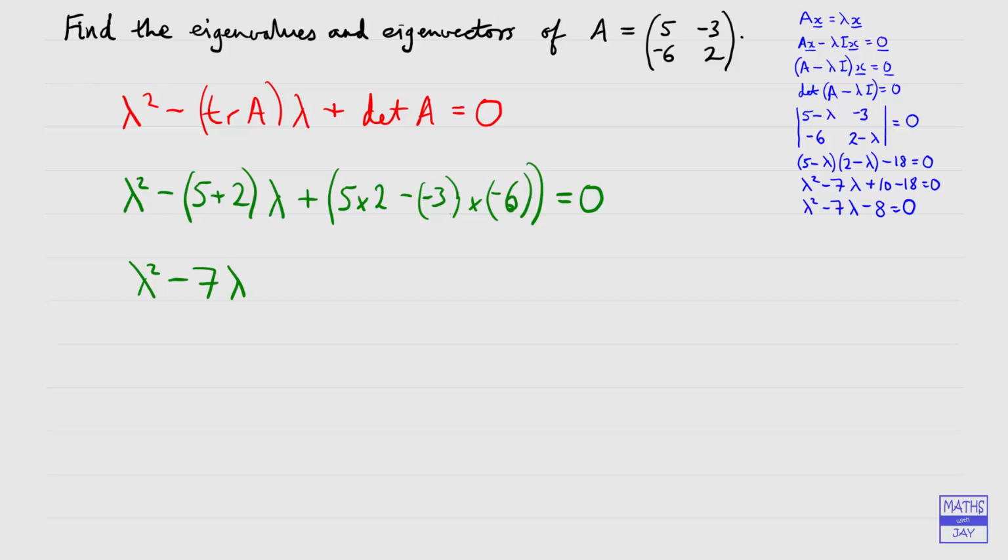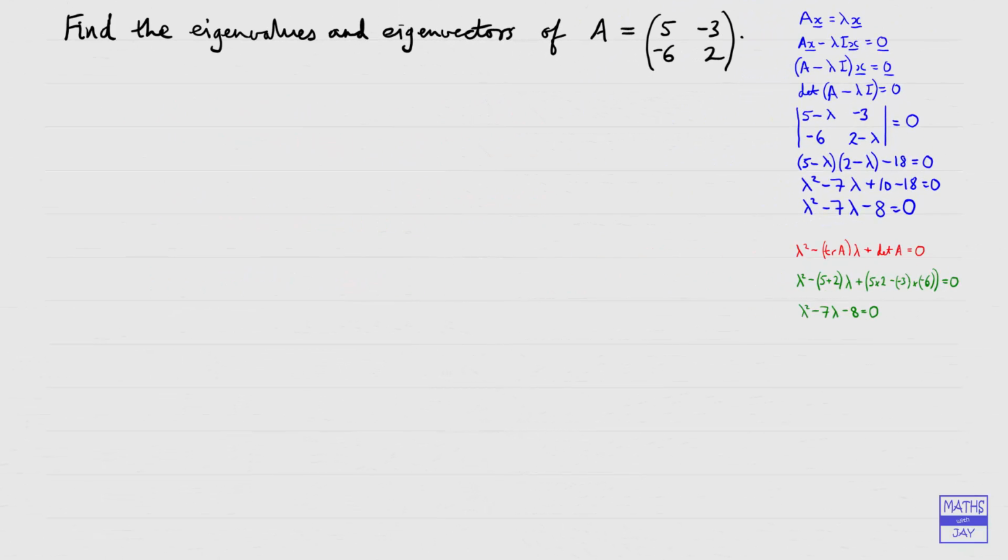So 5 times 2 is 10, minus 18, it will be minus 8. And so we've got exactly the same equation as we had before for our characteristic equation. So let's just put that to one side. However we've done it, we've got our characteristic equation, lambda squared minus 7 lambda minus 8 is 0. So we're going to factorise that.